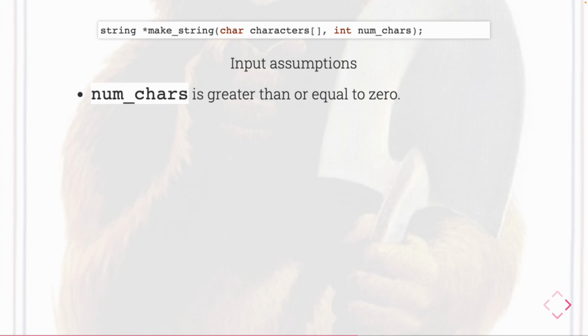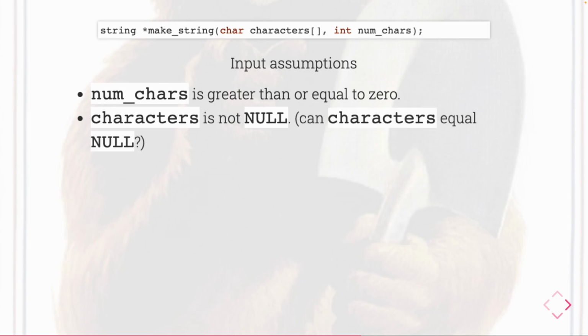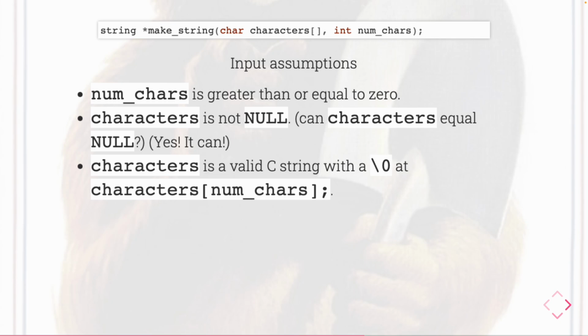So if we just use this without much error handling, we're still making quite a few assumptions. We're assuming that num chars is greater than or equal to 0 because you can't have a negative string. You're assuming that characters is not null, that your char array actually has chars in it. Can characters equal null? Pretty sure. Nice. Anyway, we're assuming that characters is a valid C string with a null byte at the end. And that's it for input.